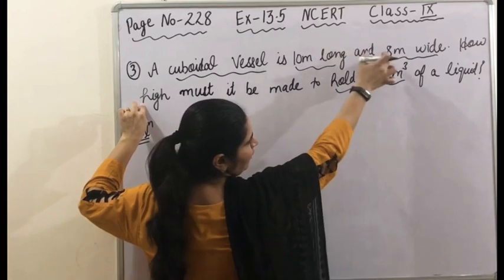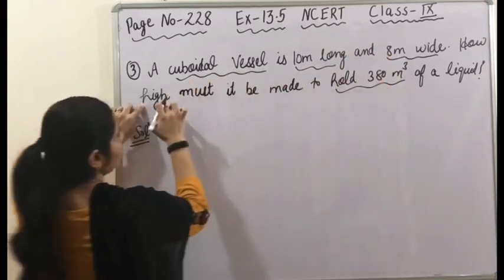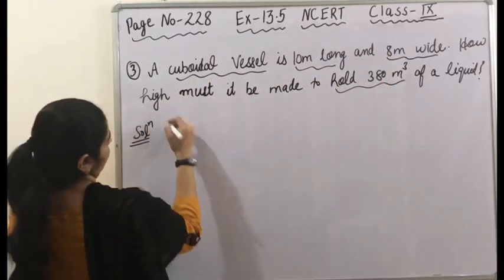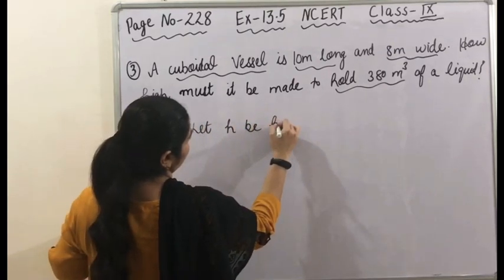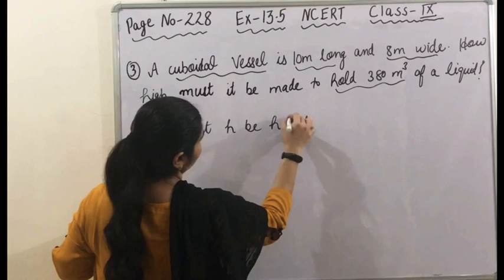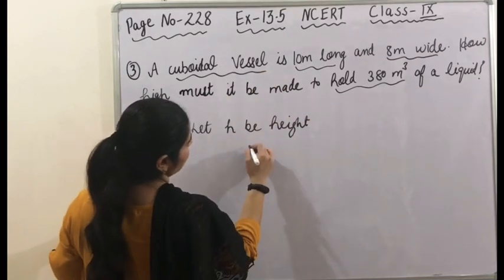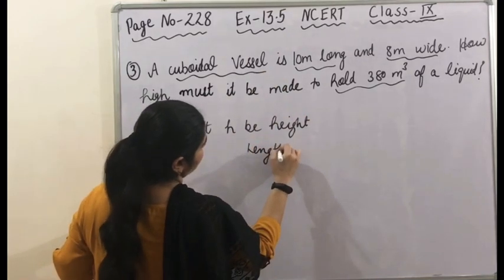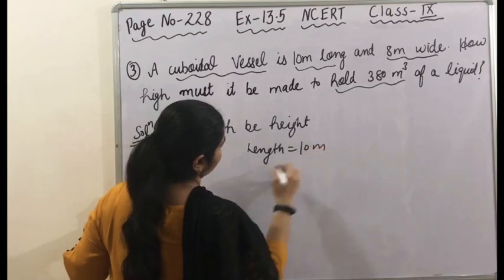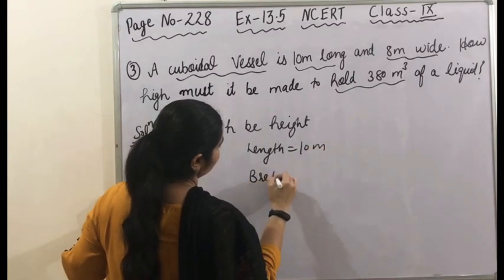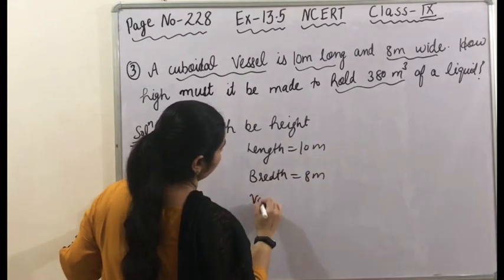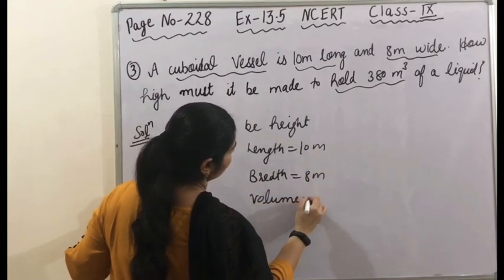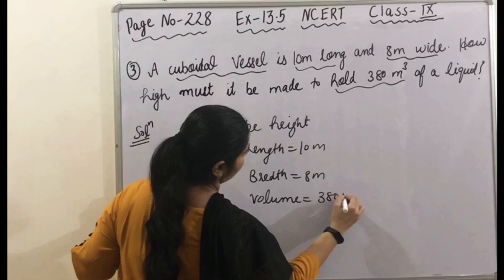With the help of the given values, we will find the value of height. Here we will say let h be the height, and length is given as 10 meter. Breadth is also given, breadth is 8 meter. Volume of the cuboidal vessel is 380 meter cube.